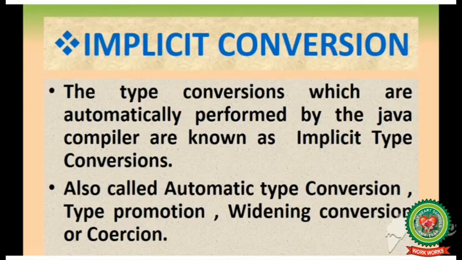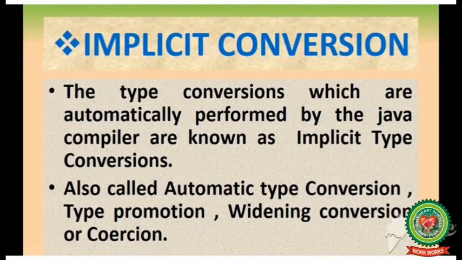Meaning, in an expression, if we have integer or float or double, the smaller data types, that is integer and float, are automatically changed into the double data type, which is of the highest size. It is also called automatic type conversion, type promotion, widening conversion and coercion. So these are some names of implicit conversion.